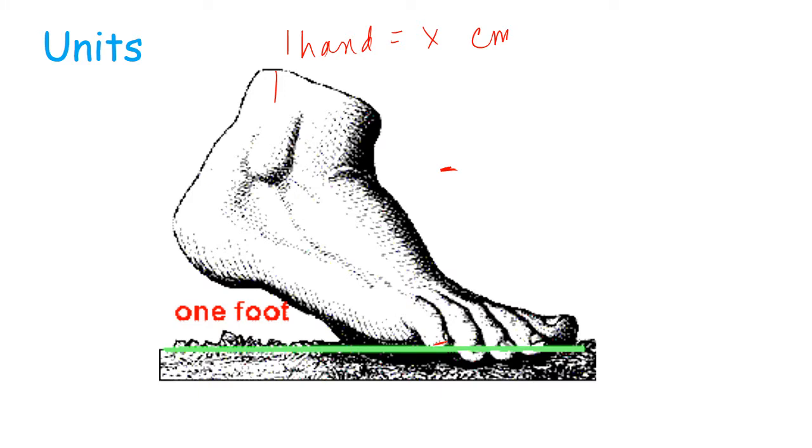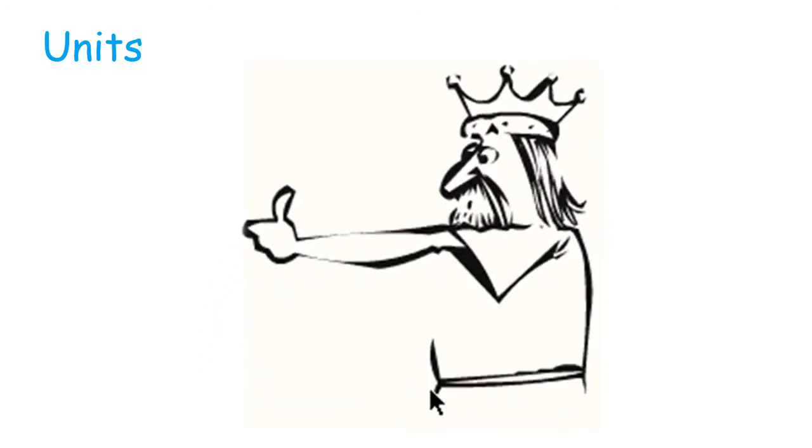A foot was actually the king's foot, sure enough, and you'd have to reassess whether you had a king with a big foot or a small foot, and it affected everything because the standard changed when the king changed. Same is true with a yard. It went from the distance of the king's nose to the tip of the finger. And again, that would change as we got a new king in.